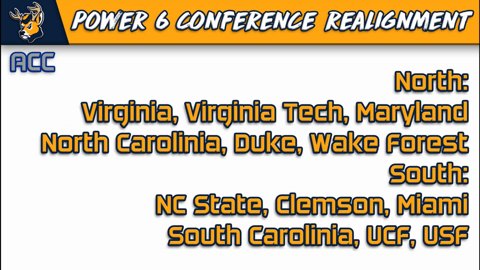ACC. In the ACC North, we have Virginia, Virginia Tech, Maryland, North Carolina, Duke, and Wake Forest. In the ACC South, we have NC State, Clemson, Miami, South Carolina, UCF, and USF. So this is probably the most different out of the actual conferences. You lose Louisville, Florida State, and also Georgia Tech. But now you also regain Maryland, South Carolina, UCF, and USF.